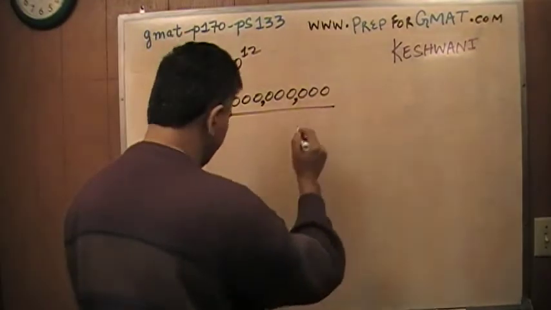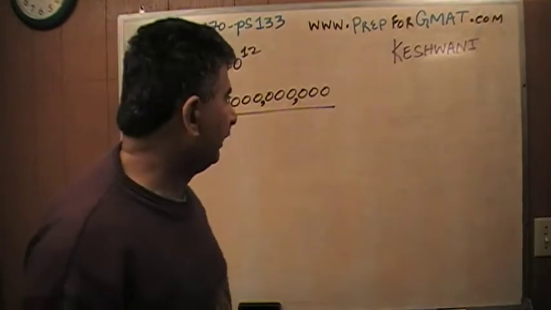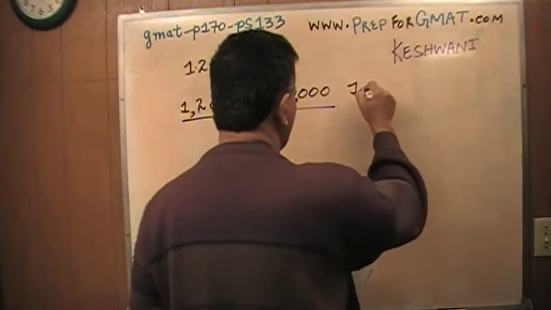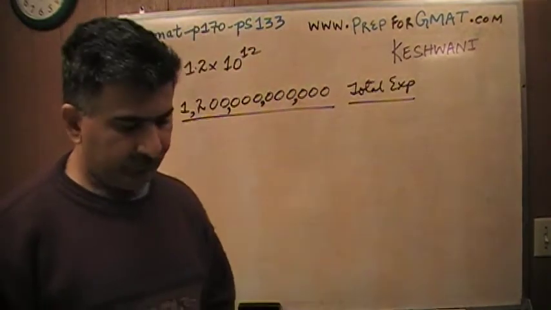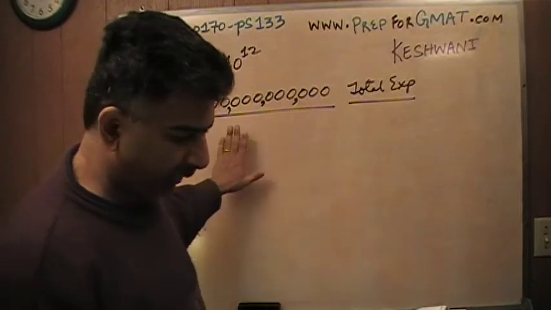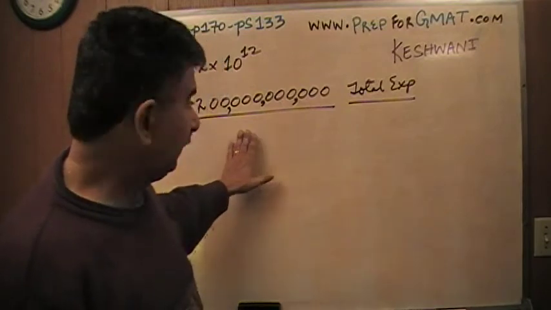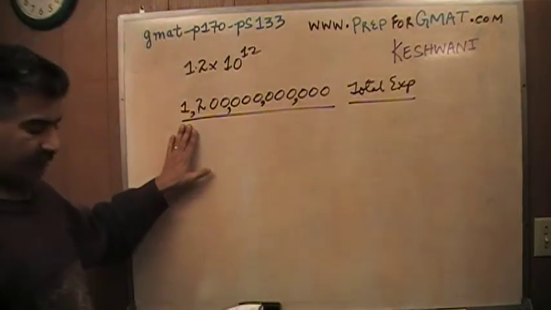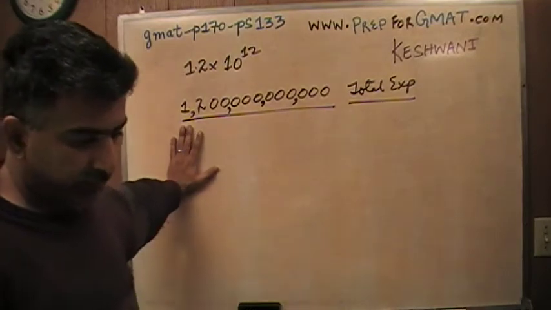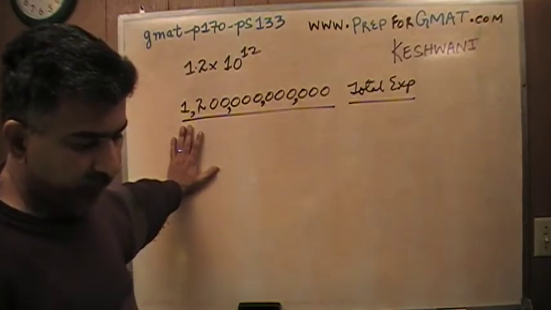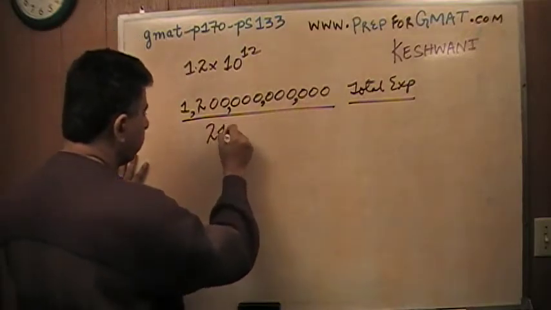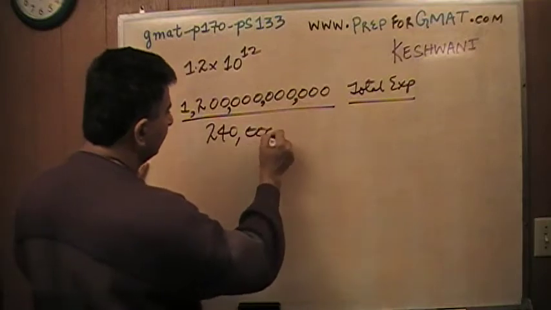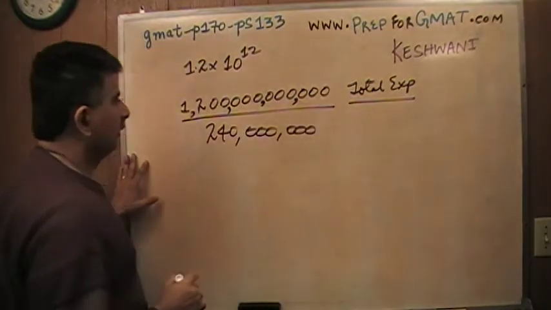We're only interested in dividing this amount, this total expenditure that we have. Let me read it one more time. It said a certain country had a total expenditure of 1.2 times 10 raised to 12, which we just found out is 1.2 trillion. And we are told that the population of the country was 240 million. So that's 240 with 6 zeros.